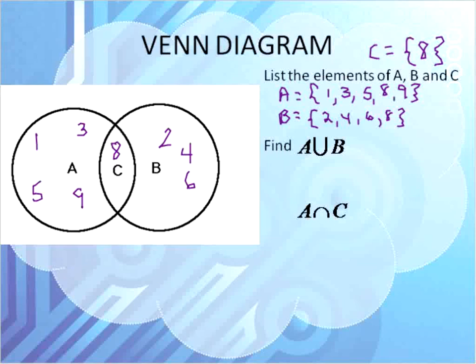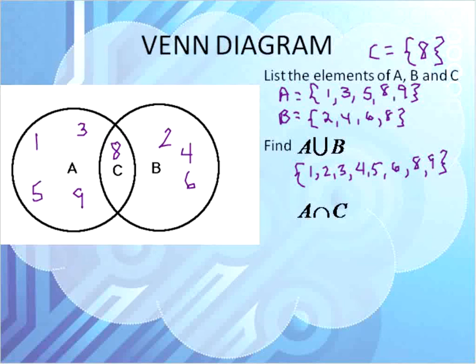Now we're asked to do some things with these sets. A union B and A intersect C. So A union B means, once again, that we're just going to combine the two sets together and create a new larger set. So the new set is going to have everything from both sets. So 1, 2, 3, 4, 5, 6, 8, and 9. A union is going to be a larger set because you're putting everything together.